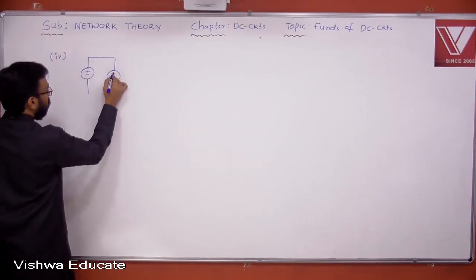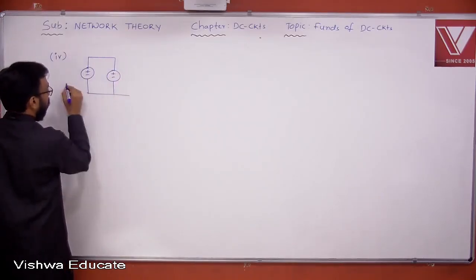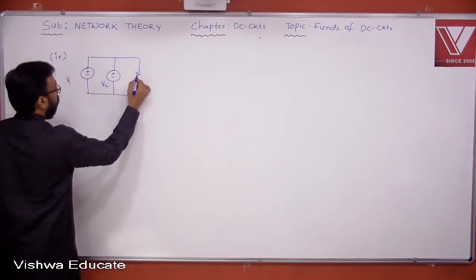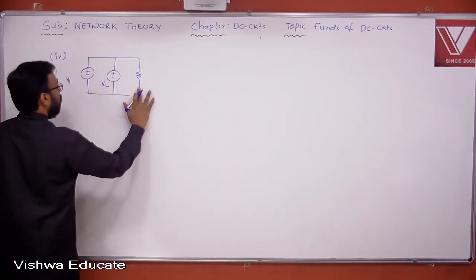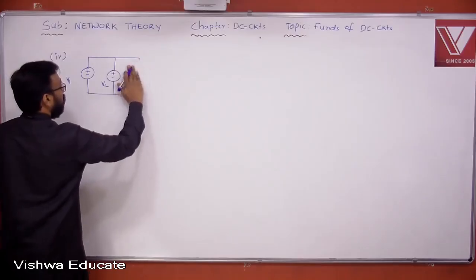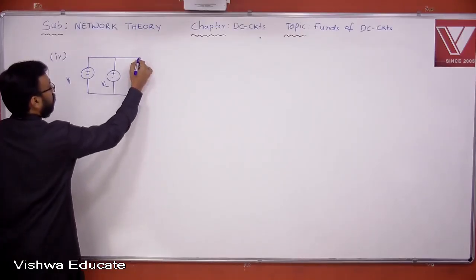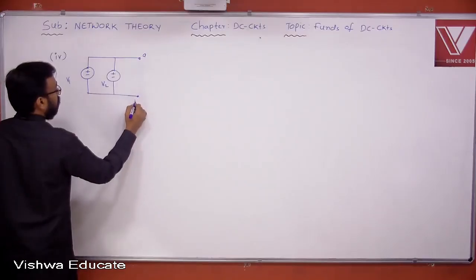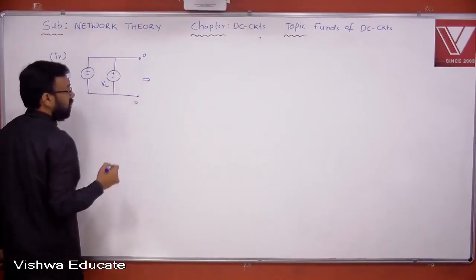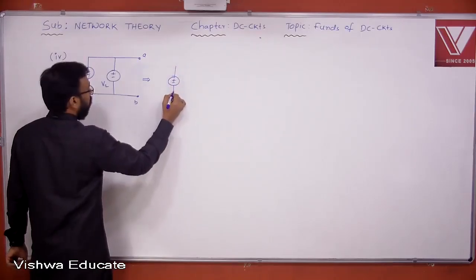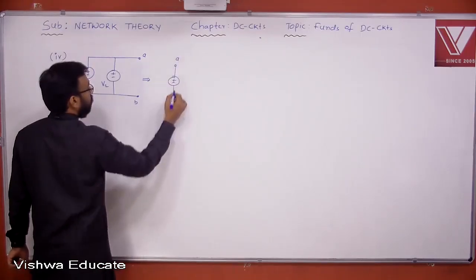There are 2 ideal voltage sources, V1 and V2. They are connected across each other. I'll place the load later on. I want to replace these 2 sources by a single equivalent source. Now the point is, what is its value?